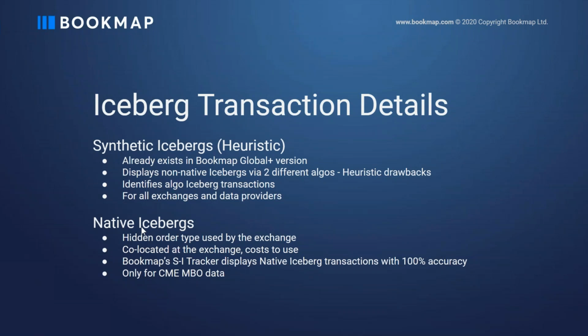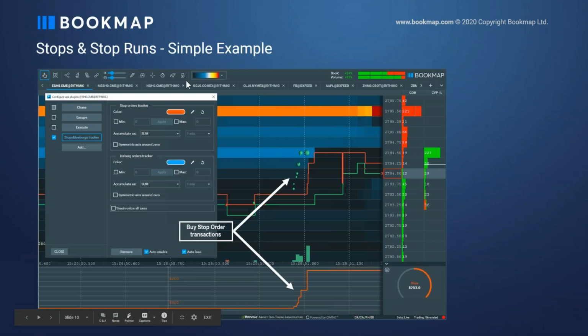Now, the native icebergs that the Stop Iceberg tracker displays in Bookmap are hidden order types used by the exchange. They are co-located at the exchange, and there's a cost to use these. And Bookmap's SI tracker displays the native iceberg transactions with 100% accuracy. This is only for CME market by order data. Okay, so big distinction between the two. All right, now let's go through exactly what this is showing here with stops in Bookmap.